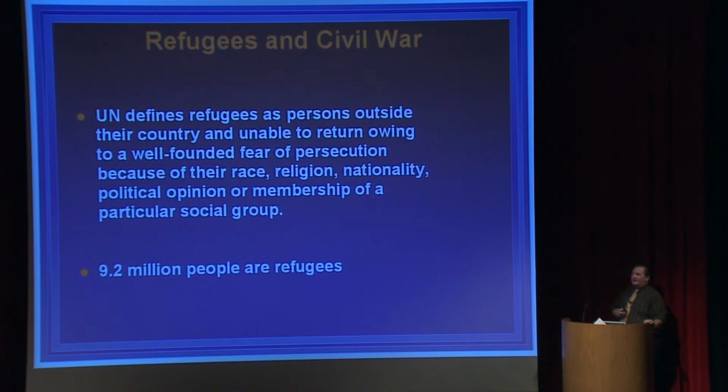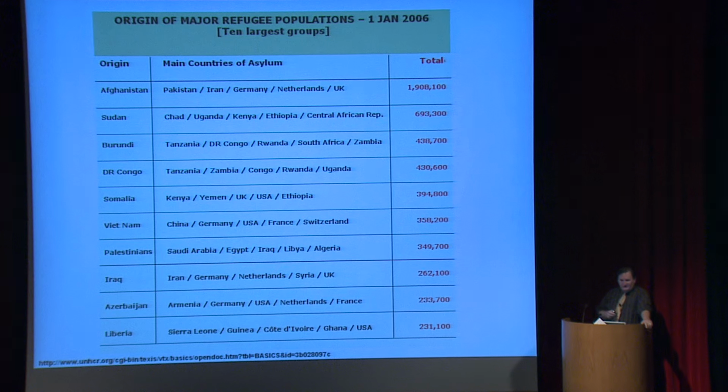One of you mentioned war and refugees. This is a major issue. The UN defines refugees as people living outside their country, although there are plenty of people who are refugees but still remaining within their country's borders, unable to return owing to well-founded fear of persecution because of race, religion, nationality, political opinion, or membership of a particular social group. The number of refugees is considerable. Here's a breakdown from the United Nations showing the 10 largest groups of people and their origin who are refugees, starting with Afghanistan, and then the slide shows the countries of asylum where people have gone to.